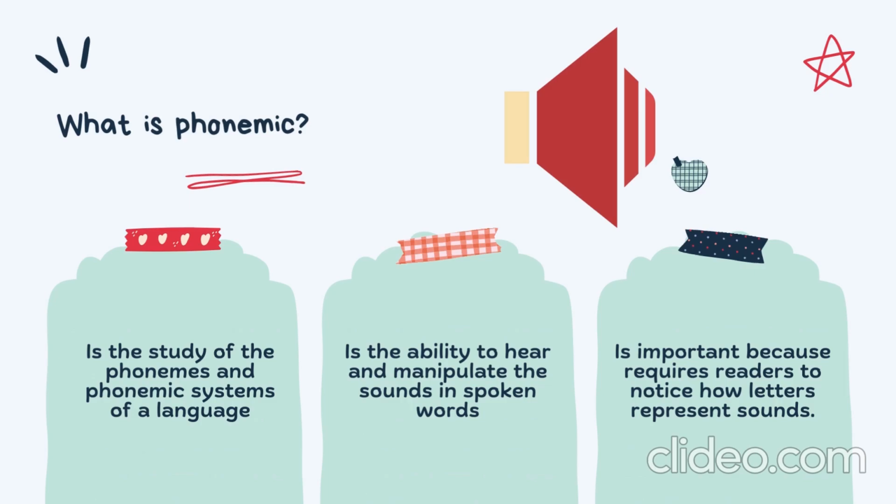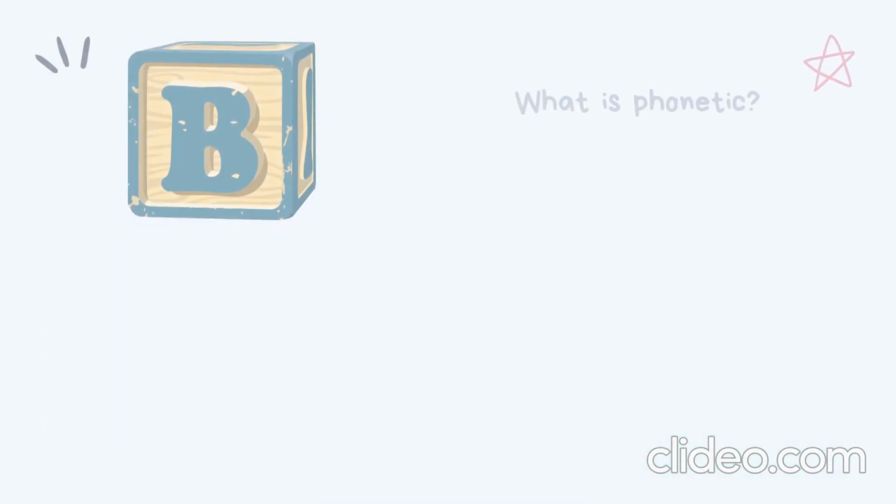Moreover, it is essential to learn to read in an alphabetic writing system because letters represent sounds or phonemes. Phonemics is important because it requires readers to notice how letters represent sounds. It primes readers for flight. Moreover, it gives readers a way to approach sounding out and reading new words. Finally, it helps readers understand the alphabetic principle that the letters in words are systematically represented by sounds.